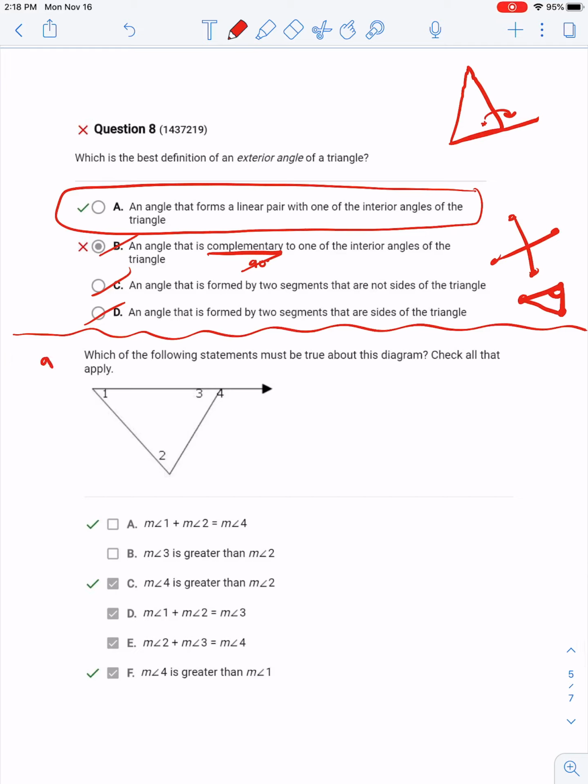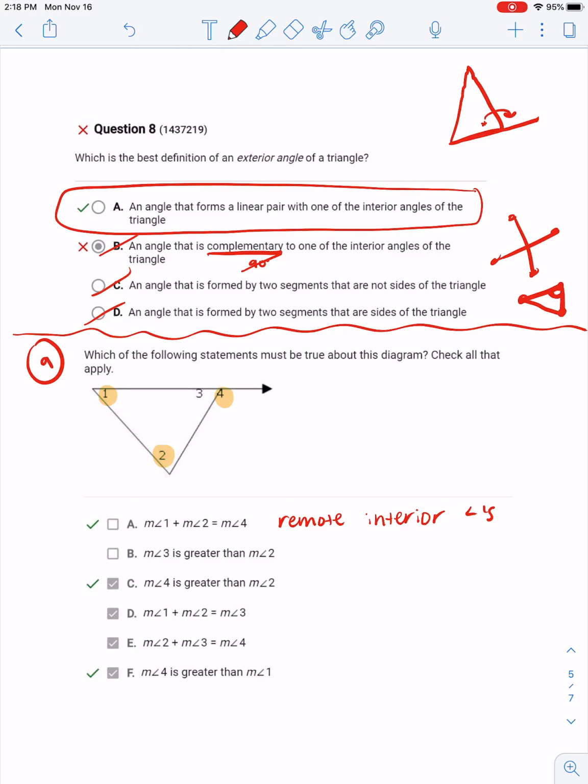I believe this was number 9. So which of the following statements must be true about this diagram? Check all that apply. Okay, so the first one says the measure of angle 1 plus the measure of angle 2 equals angle 4. That is true. This is the definition of remote interior angles, okay? And I want to explain this to you because I think this is the biggest concept of this section.